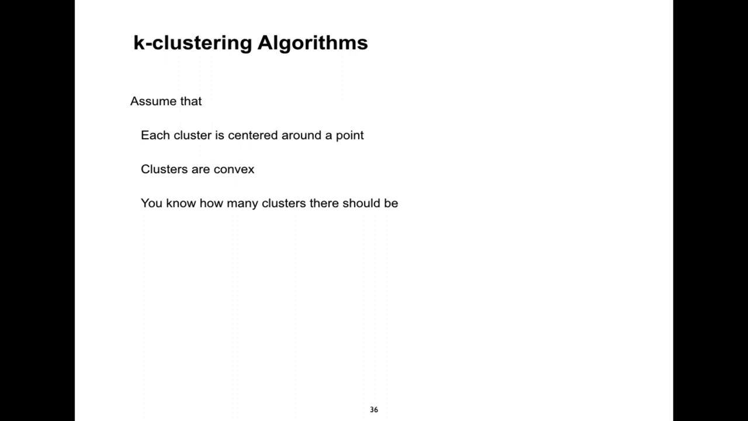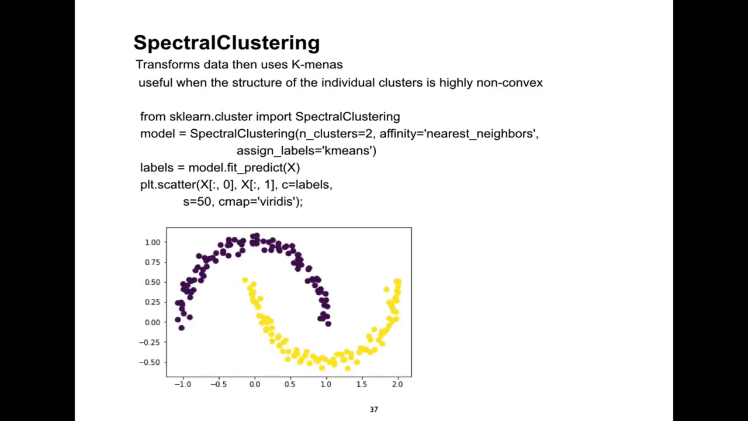Yeah, so they make the assumption that, right, each cluster is centered around some sort of point. The clusters are convex, right? And you have an idea how many clusters there should be. We can try the spectral clustering from scikit-learn, and it does a better job on non-convex clusters.